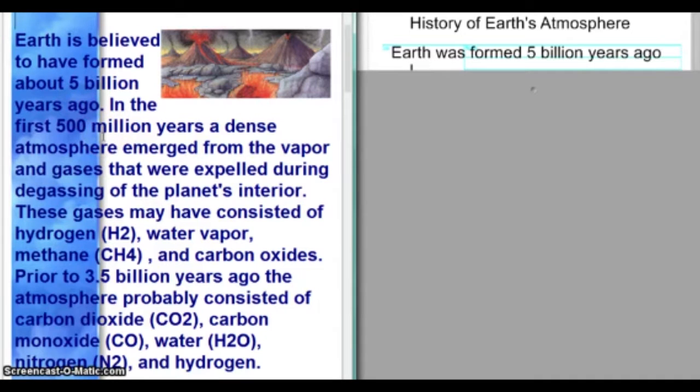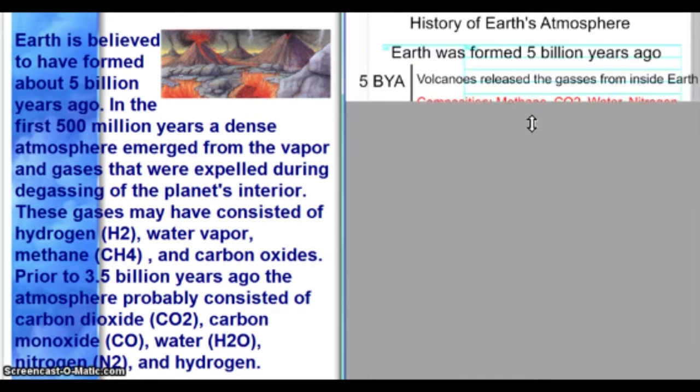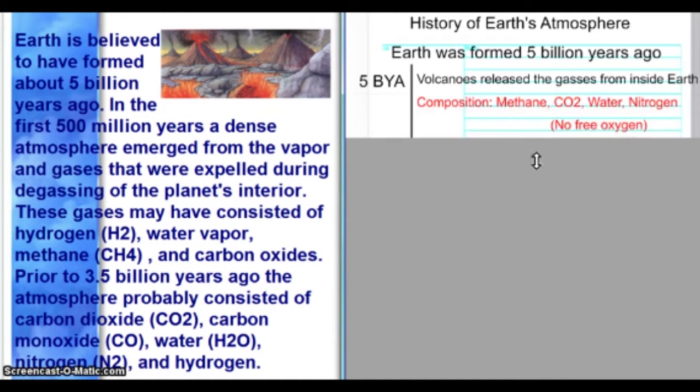In the first 500 million years, a dense atmosphere emerged from the vapor and gases expelled during the degassing of the planet's interior. These gases may have consisted of hydrogen, water vapor, methane, and carbon oxides, which are carbon dioxide and carbon monoxide. In other words, 5 billion years ago, volcanoes released gases from the inside of the Earth, and the composition of the air was methane, CO2, water, nitrogen. That's simplified a little bit, but the important thing is there's no oxygen there.